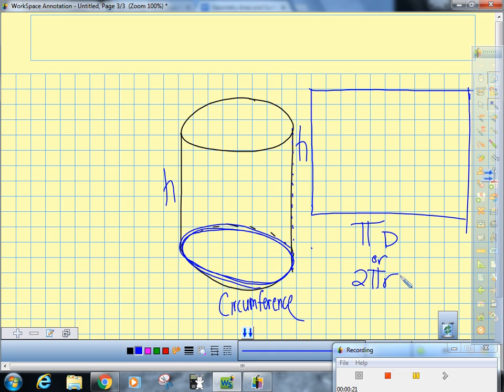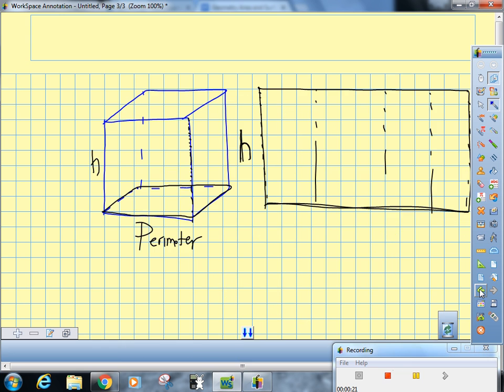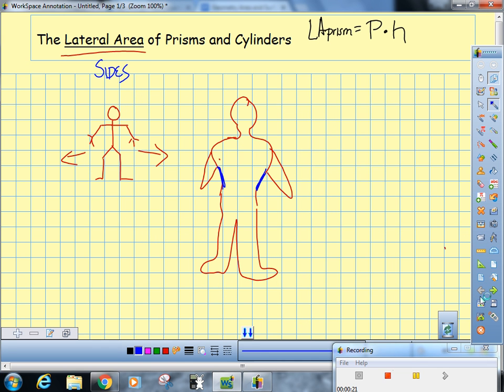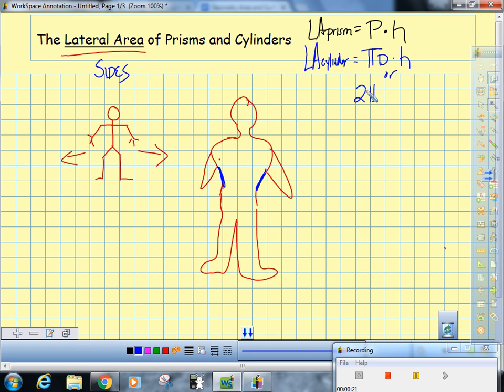Okay? So, that means that the lateral area, slow goings today, the lateral area of a cylinder is either pi d times h, or it's 2 pi r times h. And that's your video.